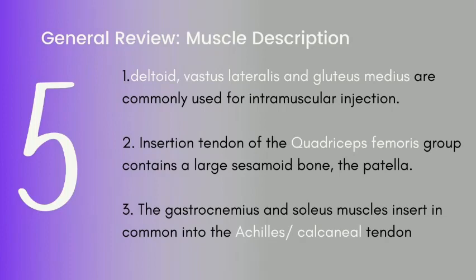So that is the three muscles that is commonly used for intramuscular injection. Number 2, insertion tendon of the quadriceps femoris group contains the large sesamoid bone and the patella. So the answer is quadriceps femoris. Number 3, the gastrocnemius and soleus muscles insert in a common into the Achilles or calcaneal tendon. So the answer is Achilles or calcaneal tendon.